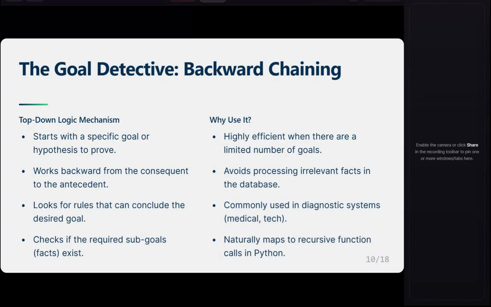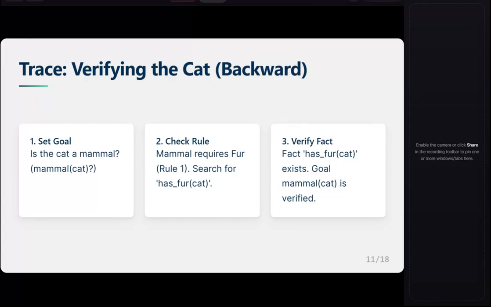Now, let's switch gears and meet the goal detective. Backward chaining is top-down. Instead of looking at every fact, we start with a goal. Is this animal a bird? The detective then goes and looks only for the evidence needed to prove it. It's efficient because it ignores irrelevant data. In Python, we often use recursion to implement this, literally asking the code to go find the proof for this, over and over. Let's watch the detective verify a cat.